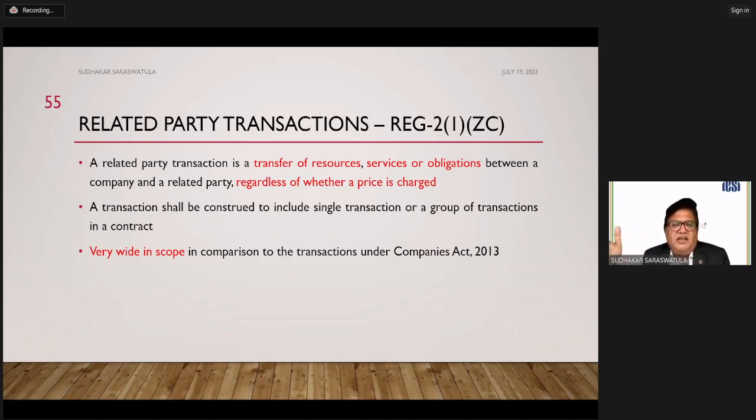Earlier the definition was that a related party transaction is a transfer of resources, services, or obligations between a company and a related party, regardless of whether a price is charged or not. So this is a very exhaustive definition by itself, because it says that a related party transaction is a transfer of resources. What is the resource? It is a very wide term.